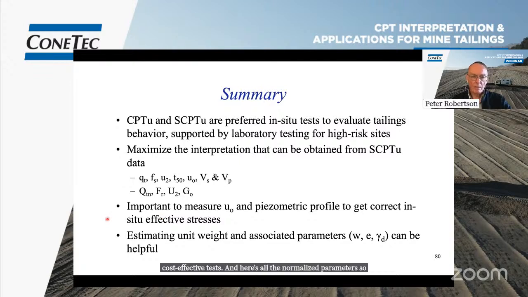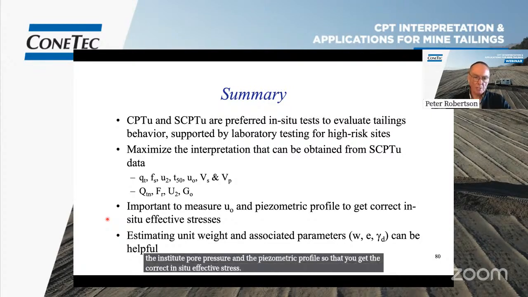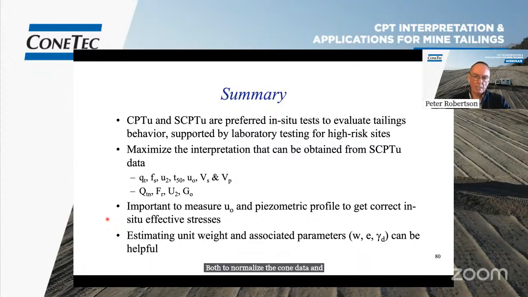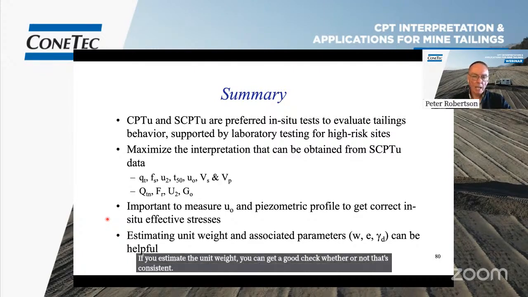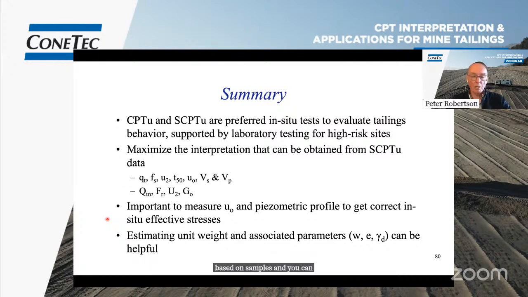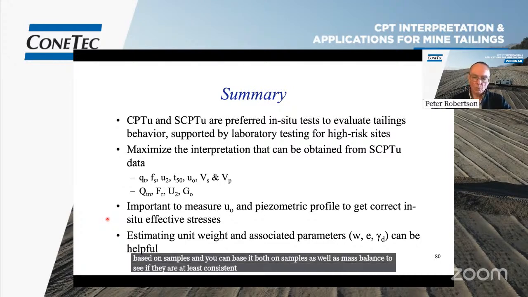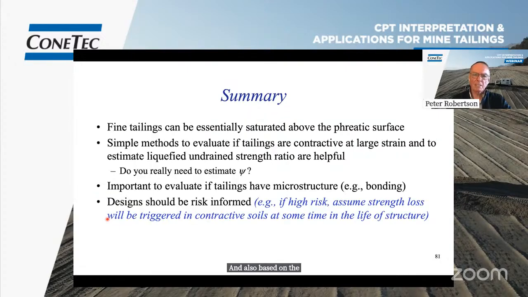So the other thing to do, important to measure the in situ pore pressure and the piezometric profile so that you get the correct in situ effective stress, both to normalize the cone data and for your stability analysis. And then also, if you estimate the unit weight, you can get a good check whether or not that's consistent based on samples, and you can base it both on samples as well as mass balance to see if they are at least consistent, and also based on the specific gravity of the tailings.